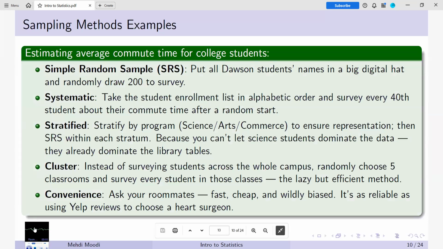Choosing a sampling method isn't random luck. It depends on a few key factors. 1. Population structure. If the population has clear subgroups, like programs of study, stratified sampling makes sense. If it's more uniform, simple random might do.